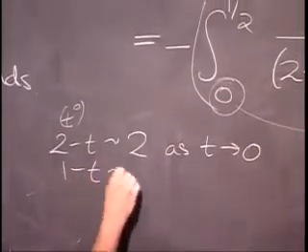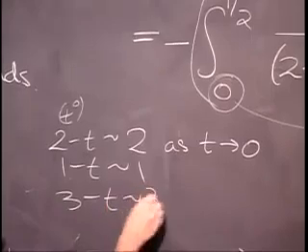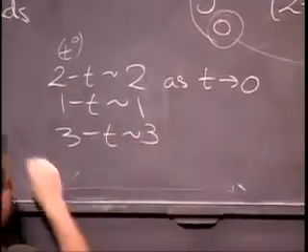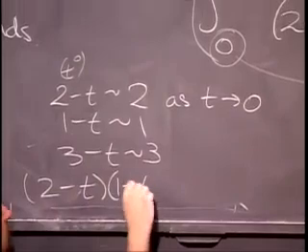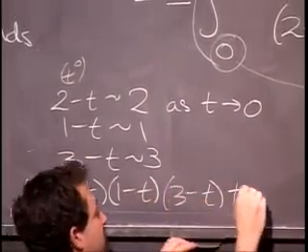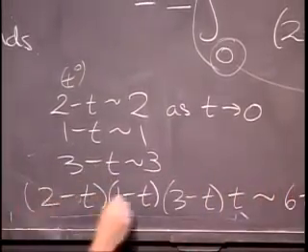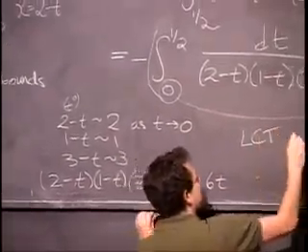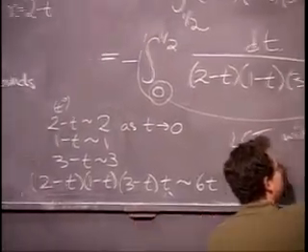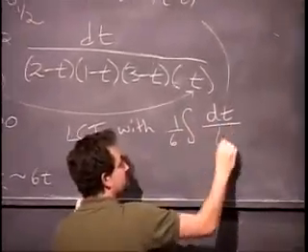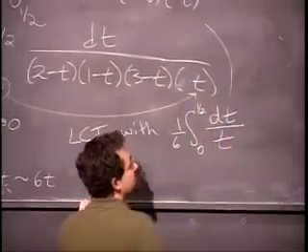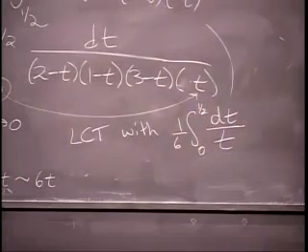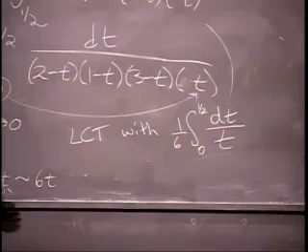1 minus t twiddles 1. 3 minus t twiddles 3. So the product of these things, 2 minus t, 1 minus t, 3 minus t times t, twiddles 6t: 2 times 1 times 3, 6t. So I'm going to use, on this integral, the limit comparison test with the integral of dt over 6t from 0 to 1/2. Don't worry about the minus sign yet. That minus sign out the front, I'm just ignoring it for the moment.